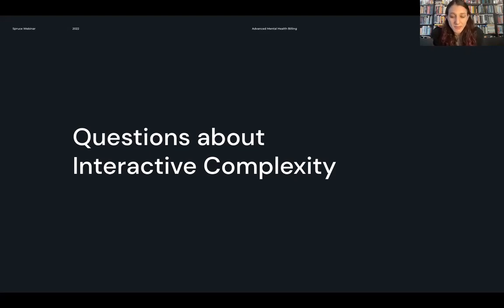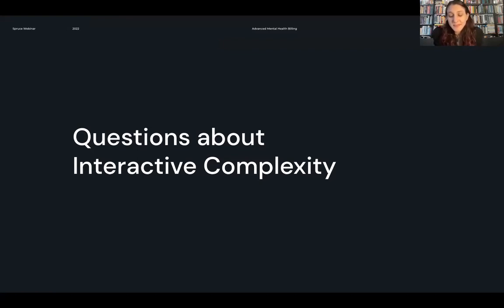Someone suggested that there are no other codes to use with EMDR. So that could be an option. Right, if there isn't a better choice, then yes, you definitely could use interactive complexity with EMDR. Someone else said that EMDR is typically billed with 90834, so it may be able to be added to that. Thanks for everybody's suggestions.